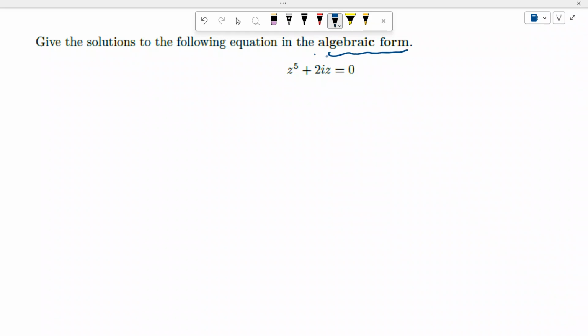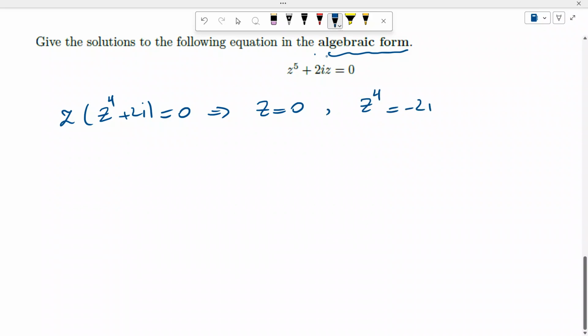Now, if this is to be equal to 0, firstly I can factor out z. That becomes z times (z to the 4 plus 2i) equals 0. Then z is 0, so this is one of the roots. Or z to the 4 plus 2i is 0, or z to the 4 is minus 2i. And from this one, we can see that z is minus 2i to the 1/4. It means that we need to find the fourth root of minus 2i.